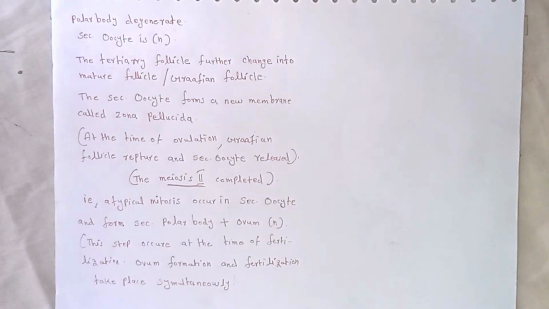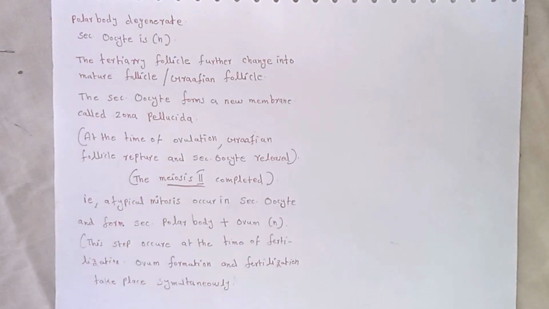The tertiary follicle further changes into a mature follicle. Follicle means covering. The mature follicle is known as the Graafian follicle. The secondary oocyte also forms a new membrane called zona pellucida. At the time of ovulation, the Graafian follicle ruptures and releases the secondary oocyte.